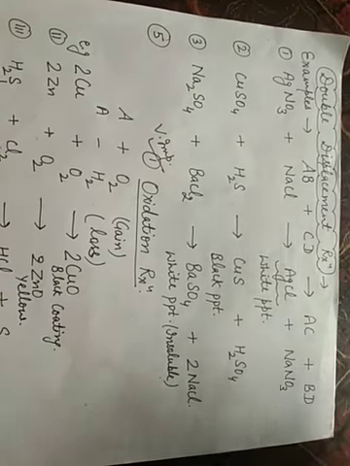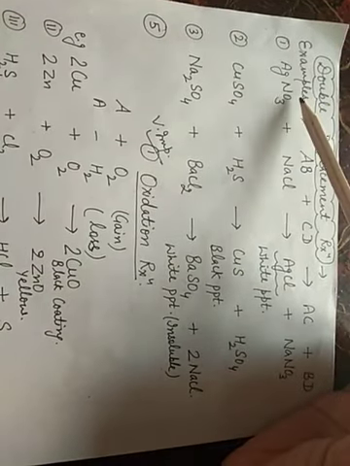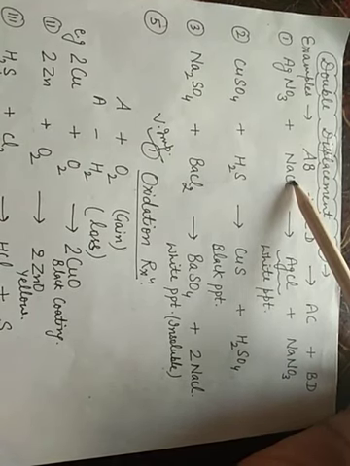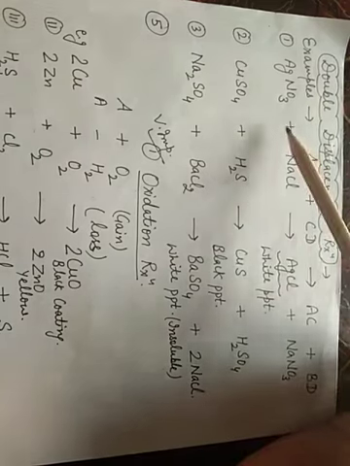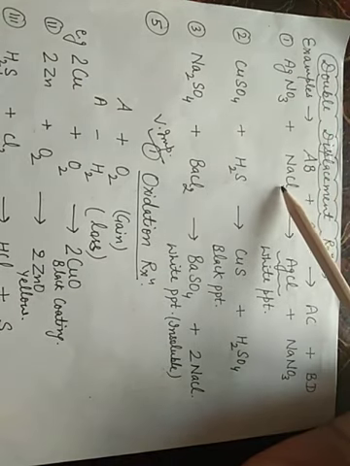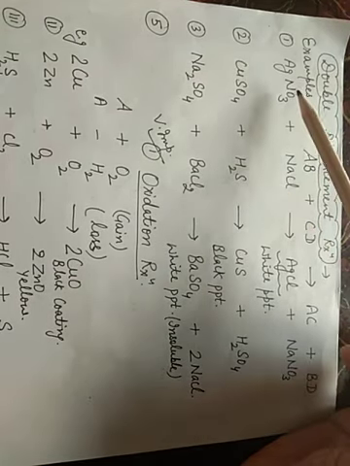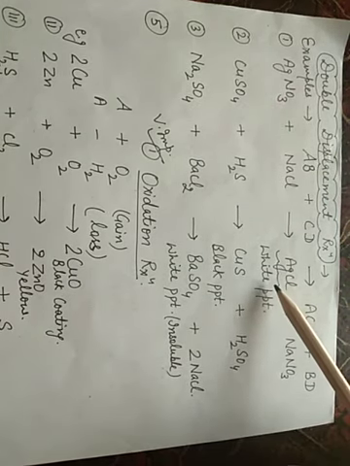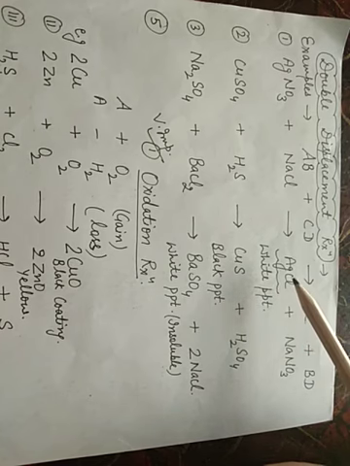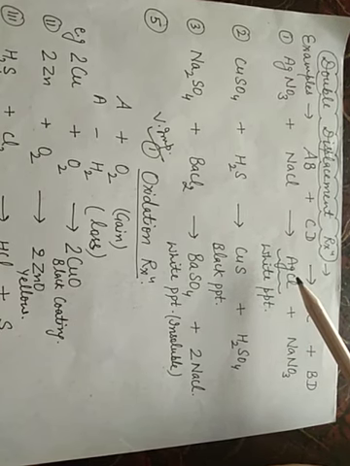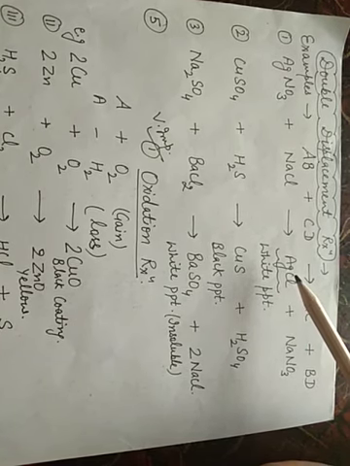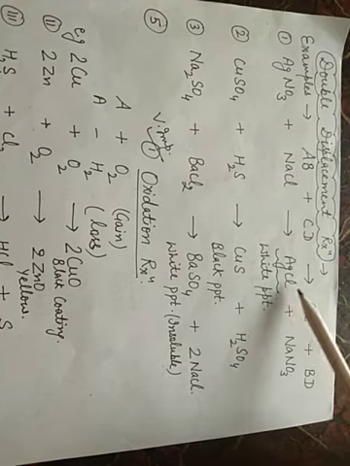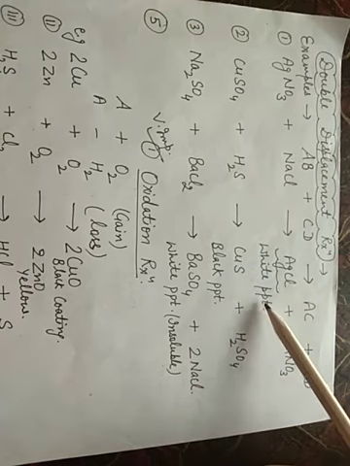We take the example AgNO3 plus NaCl, and it will form AgCl, which means a white PPT is formed. White PPT, precipitate, means insoluble solid which comes out from a liquid solution. This insoluble solid is called a precipitate.